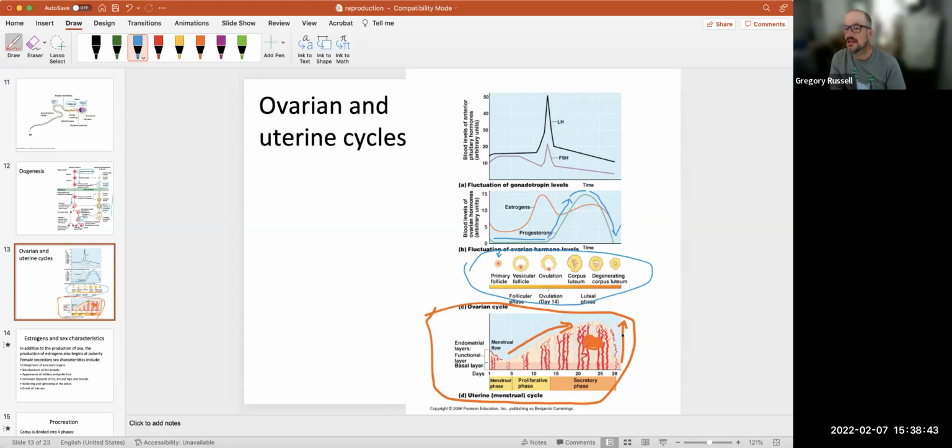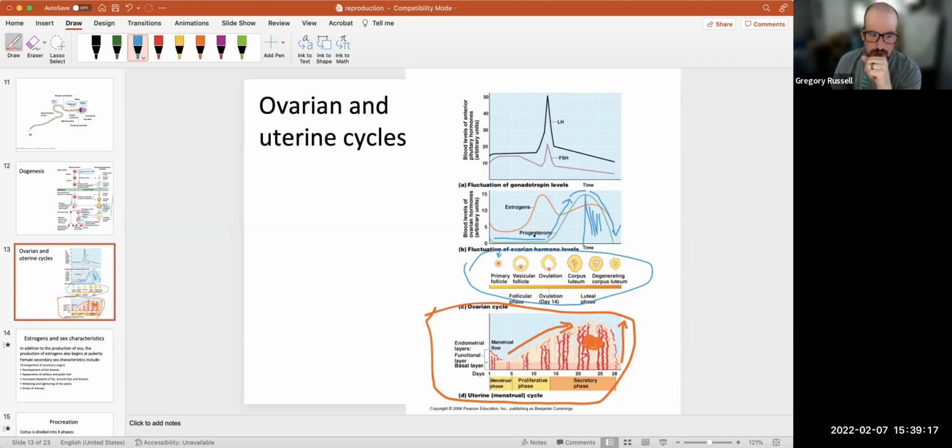If pregnancy has occurred, by the time this thing degenerates and these levels of progesterone gradually drop off, by that point the placenta will be making its own progesterone and the levels will stay high for the duration of pregnancy. So the corpus luteum sort of starts the process, and then if a placenta forms because of pregnancy, that will sort of finish the pregnancy off for the next 9 months.